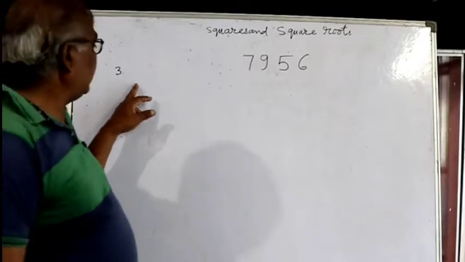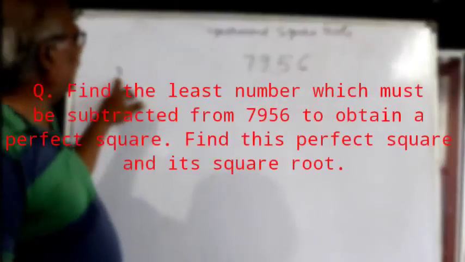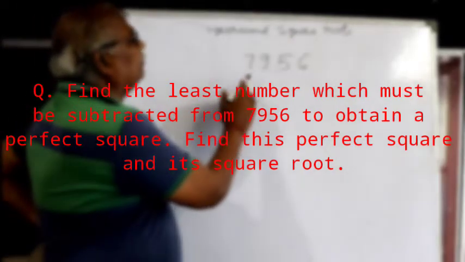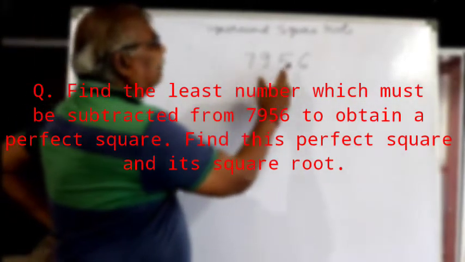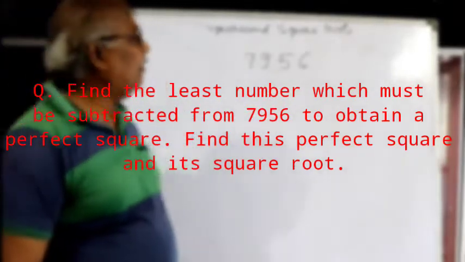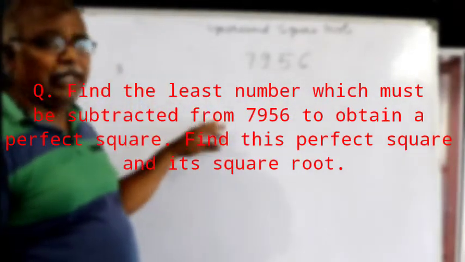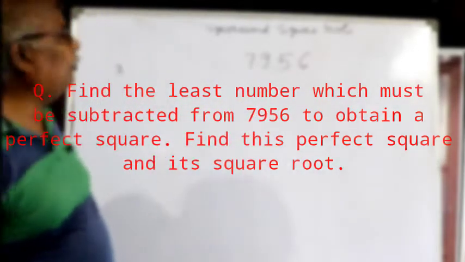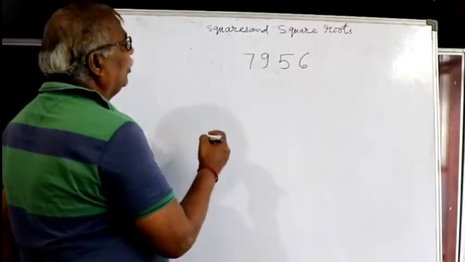Now, question number 3. Find the least number which must be subtracted from 7956 to obtain a perfect square. Find the perfect square number and its square root. How will you do this problem?